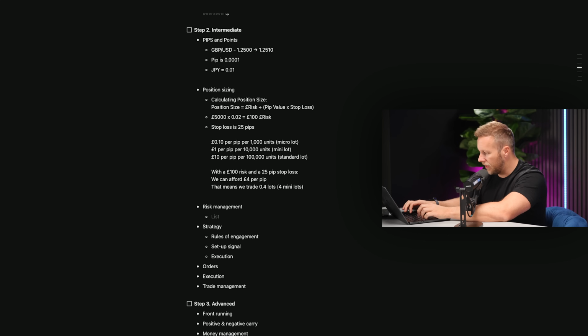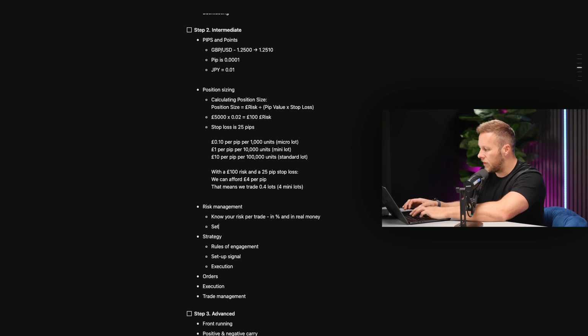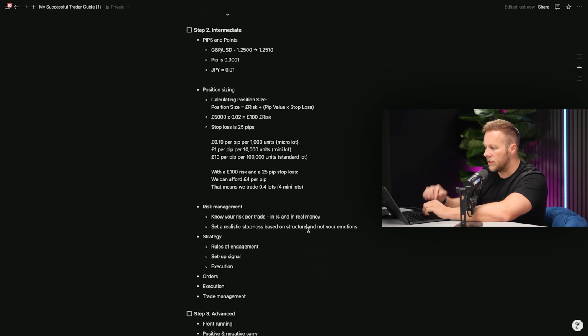So what is proper risk management? Well, write this down, right? Know your risk per trade. And you want to know that in percentage and in real money. The next thing is you want to set a realistic stop loss based on structure and not your emotions. You get a lot of traders who just have these mental stop losses where they go, oh yeah, I know where I'm getting out, or they think they know what the market's going to do. You don't know what the market's going to do.